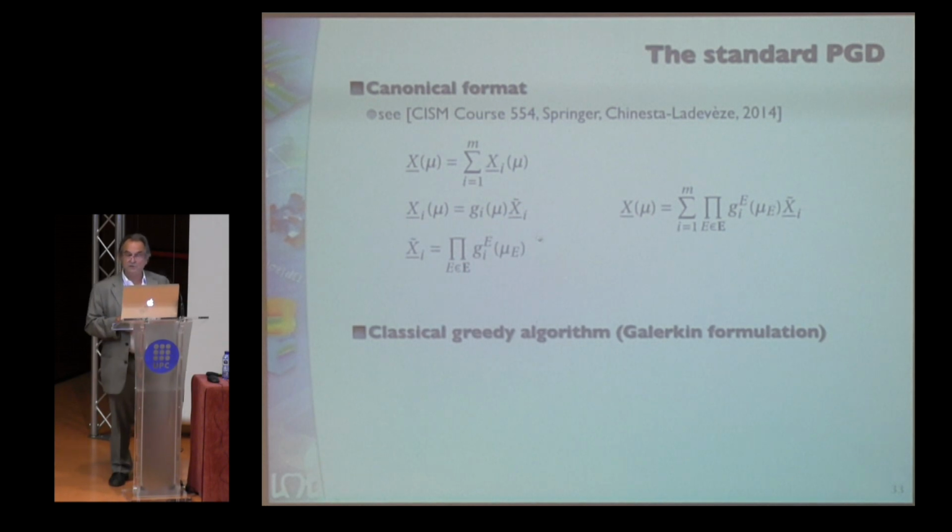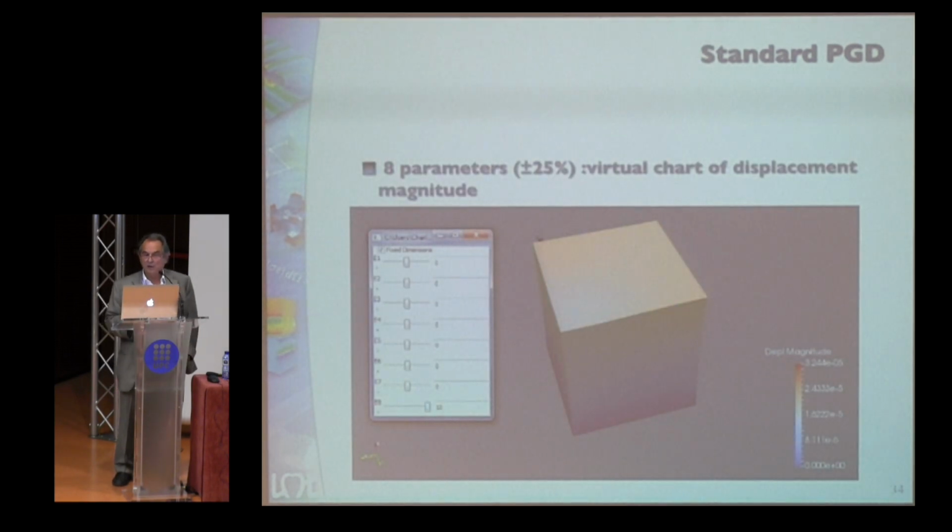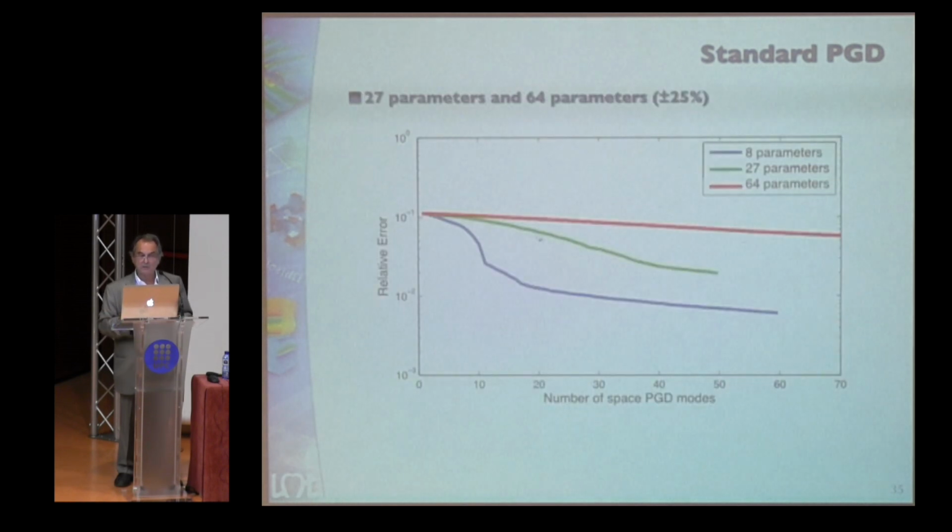First, we consider the standard PGD. So we have the canonical format, which is shown here. You have the part which depends on the space variable, and the part which depends on the parameter, where we have an individual function of each individual parameter. We use a classical greedy algorithm combined with a Galerkin formulation, and here you have a first result, 8 parameters with a small interval, so no difficulty. Here you have the chart for the displacement magnitude.